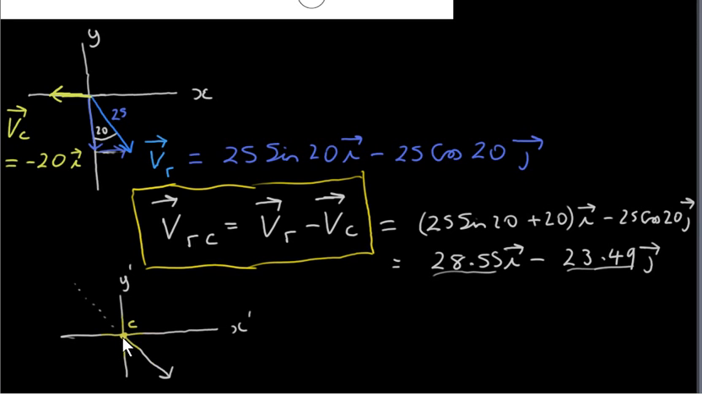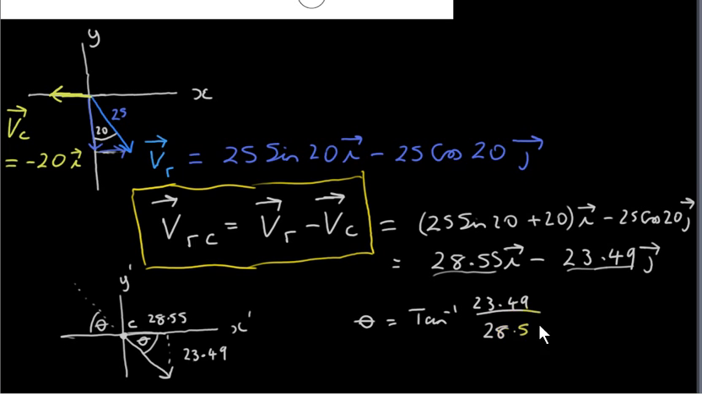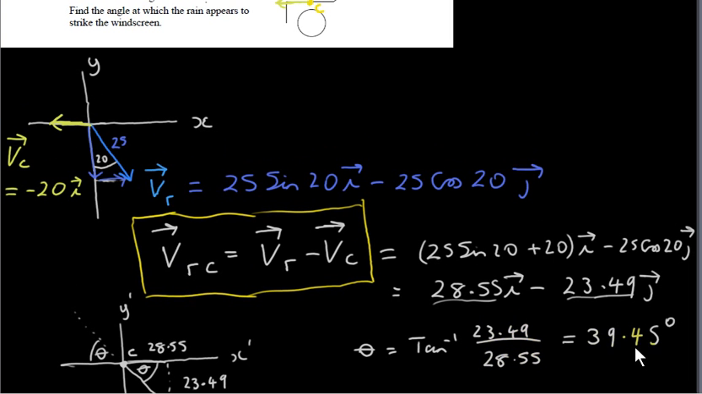So the raindrop is shown just before striking point C, or its velocity vector, I should say, is shown just before the drop strikes point C. So we have its components. What we need to do is find the angle it makes with the horizontal. Well, that's this angle here, or same thing is this angle here. As I said earlier, we divide the components. This component here has length 23.49 and this component has length 28.55. So the tan of theta is opposite over adjacent. So theta is inverse tan 23.49 over 28.55. Working this out, we get 39.45 degrees.